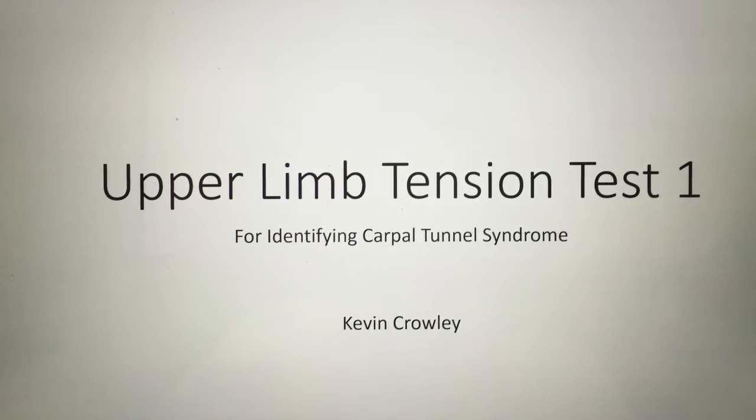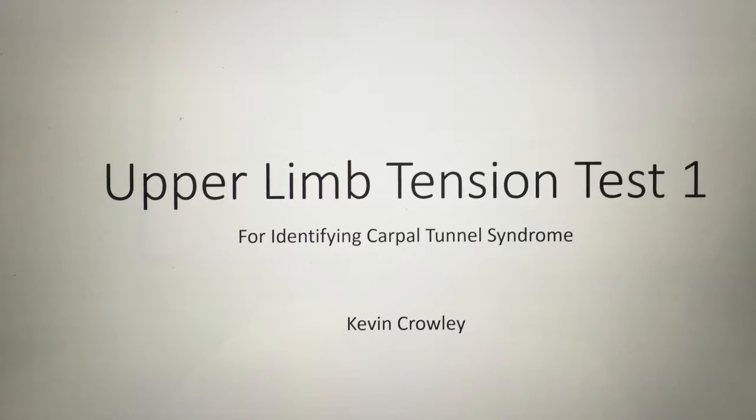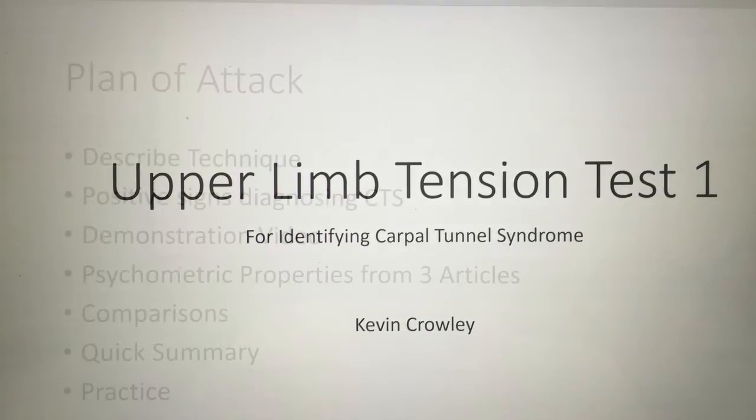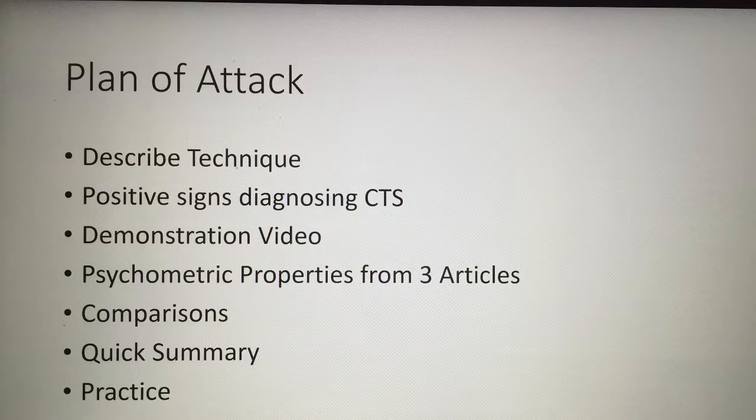The special test being examined will be the upper limb tension test 1 for identifying carpal tunnel syndrome. The plan of attack will be to describe the technique, go over the positive signs diagnosing carpal tunnel syndrome, then there will be a demonstration video. Next, we'll go over psychometric properties from 3 different articles. We'll go over comparisons to other tests, and then there will be a quick summary and time to practice.